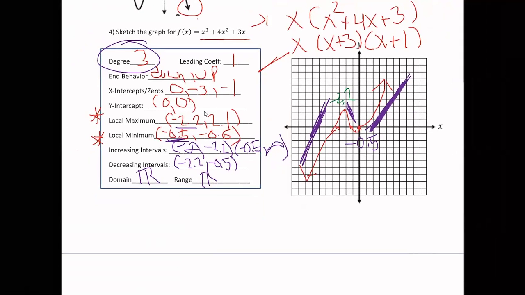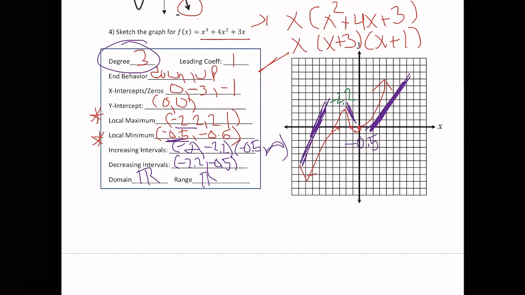Just to reiterate, to find your x-intercepts or zeros, you're going to want to factor what I give you, and it should factor. You shouldn't have to use anything crazy. It should work out pretty nicely. But for your local max and min, make sure you use your calculator to find that, because there's no way to really do that by hand, other than guessing and checking, where you can approximate it that way.